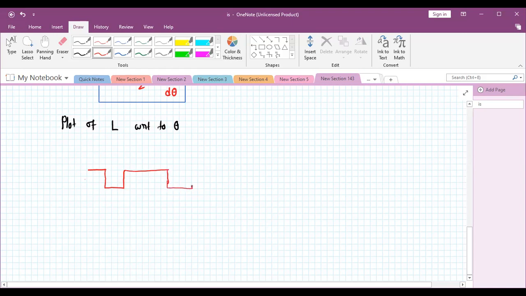Just a second, I will first draw. Okay, now suppose consider that this is a slot. This is a slot. Okay, this is a tooth.